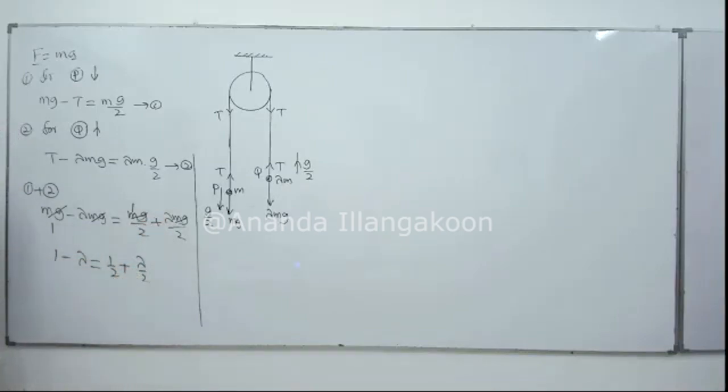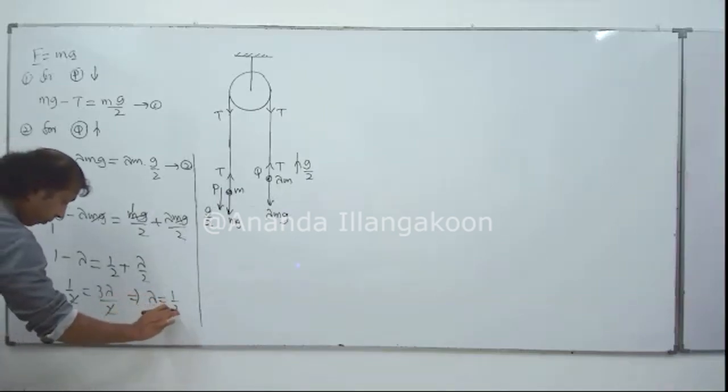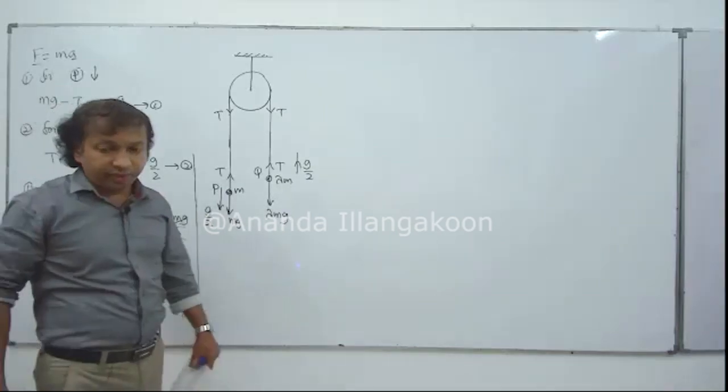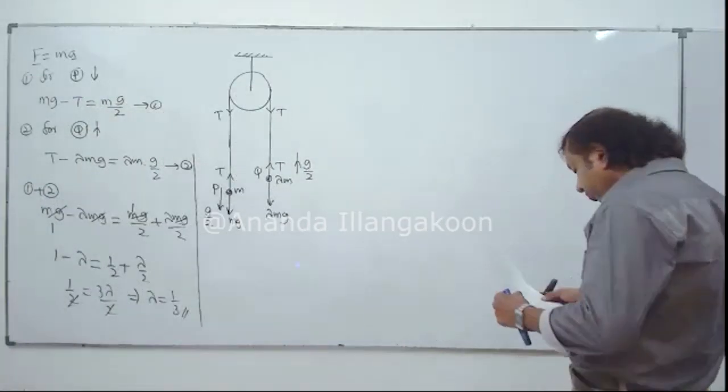Now bring this side: 1 minus half, it is half. Take the right hand side, this is plus lambda. Lambda plus lambda by 2 means 3 lambda by 2. Cancel down the 2s. Bring the 3 over, and 1/3 comes in for lambda. This gives lambda equals 1/3.